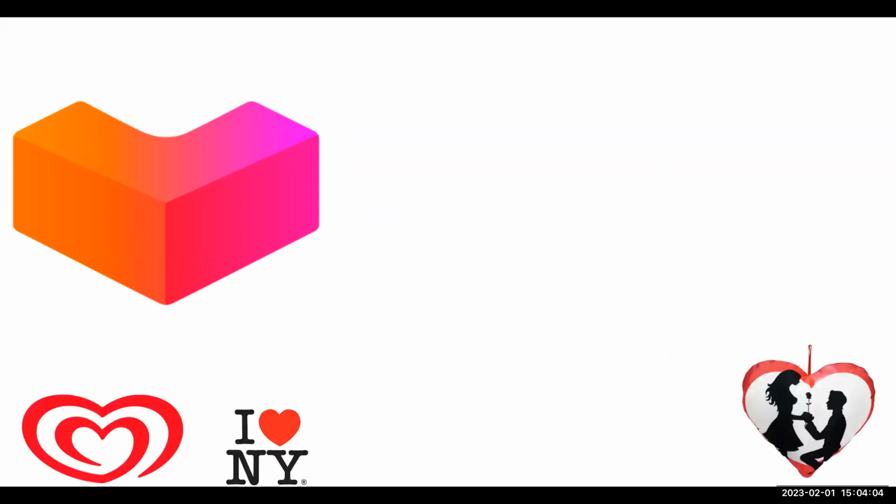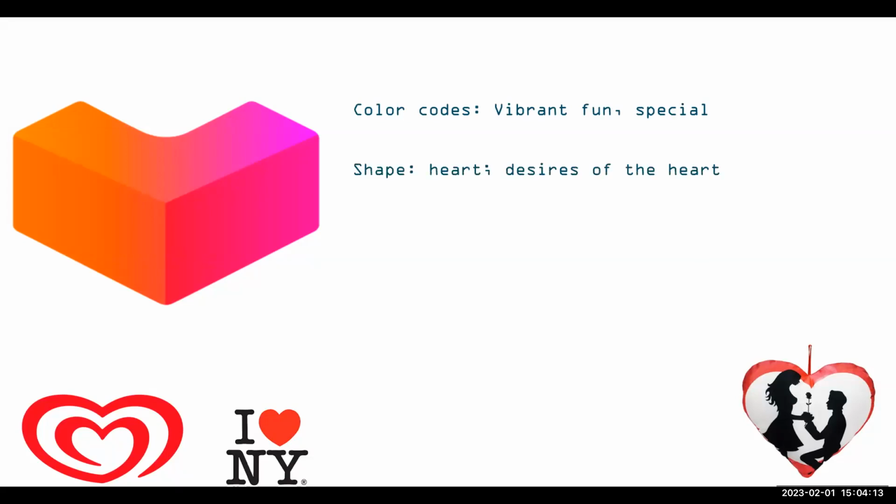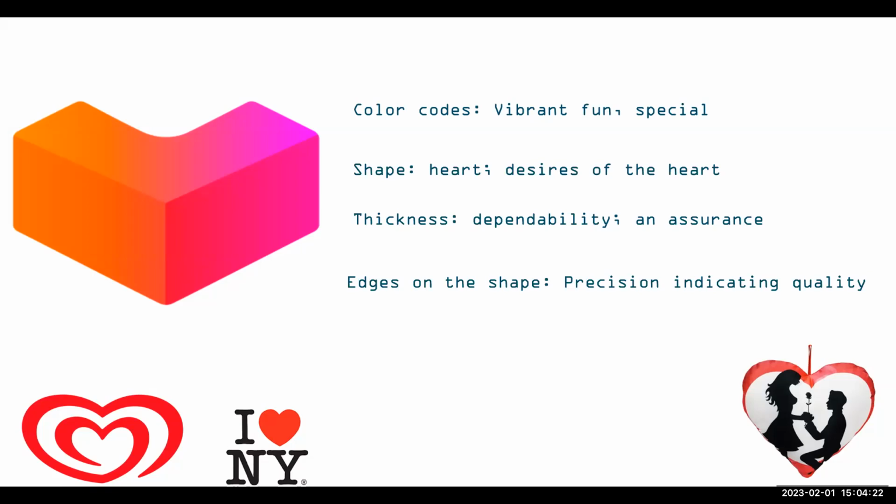So there is the quality, there is your I love New York, and many countries have started that. Color codes are vibrant, fun, special. Shape is heart, desires of the heart. Thickness means dependability and assurance. Edges on the shape is precision, indicating quality, because there's a certain precision about those lines. And notness is, it's not simple, it's not frivolous, and we've seen in all the research that it is not simple. It's got a lot more layers than, let's say, a Shopee. It has more depth, but also more complication. So there is a negative to that also.